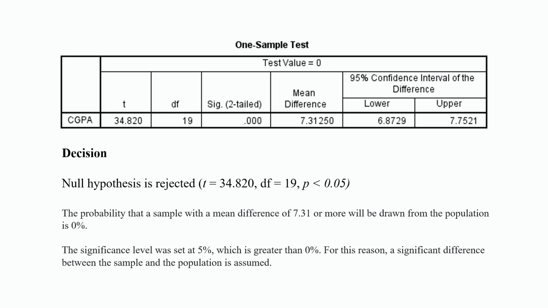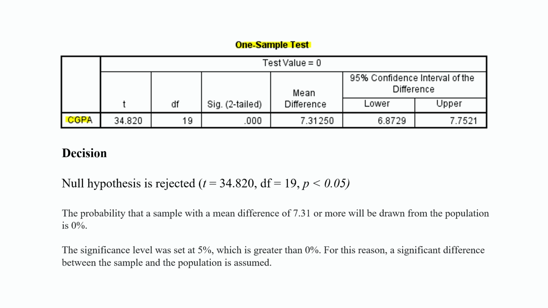Now look at the table. You can find the title. It is one sample t-test. I used SPSS software to calculate the mean value. Once again, don't worry about the numbers, just see the titles and try to understand. Here you can find what I am going to measure, CGPA.